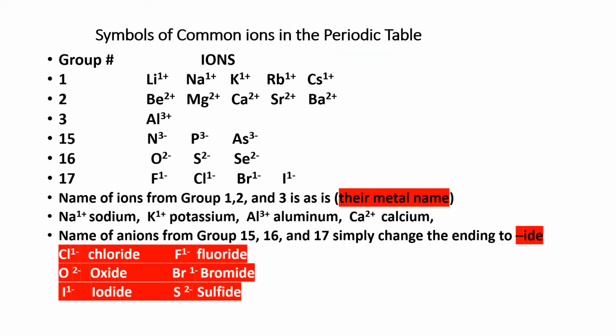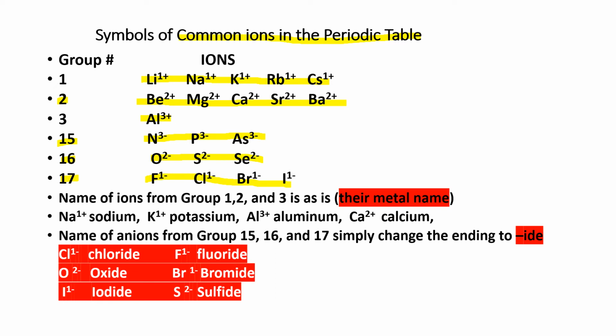Okay, here are the symbols of common ions in the periodic table. You have group 1. Take note, all of them have 1 positive. Group 2, all of them have 2 positive. And group 3, 3 positive. Group 15, 3 negative. Group 16, 2 negative. And group 17, 1 negative.